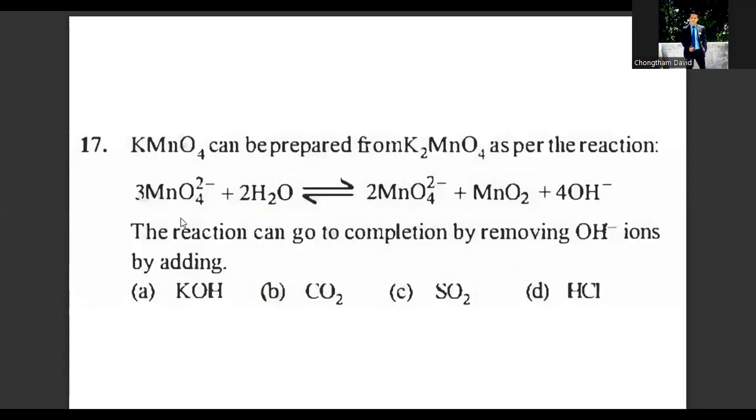Question number 17. Potassium permanganate can be prepared from potassium manganate as per the reaction. You are given this ionic equation. Now the reaction can go to completion by removing this hydroxide ion by adding something. See, HCl and sulfur dioxide are reducing agents and can reduce permanganate. Carbon dioxide, which is neither oxidizing nor reducing, will provide only acidic medium, and hence it can drive the reaction in the forward direction and the reaction can go to completion. So the answer for 17 would be option B.